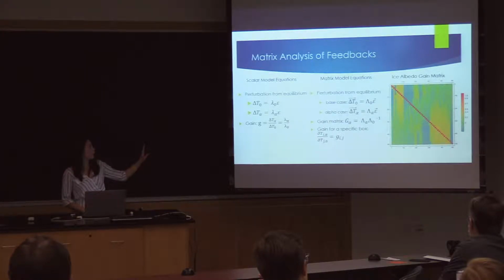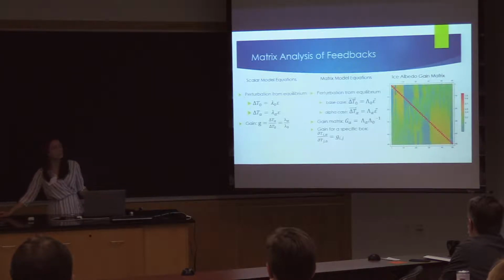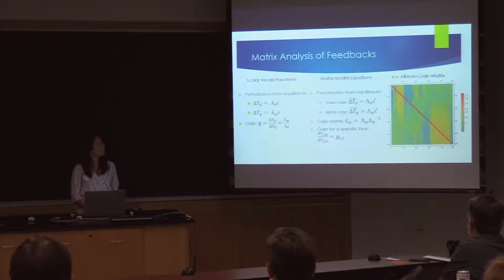So we had these scalar model equations before, and now since we have vectors being forced and a vector output, we have to adjust the equation so we can use vectors and matrices. You see here the base case, where we have the system output as vectors, but we simulated that. So we were able to use these two equations to solve for our new sensitivity matrices, lambda 0 and lambda alpha. Once we had those, we were able to find the gain matrix.